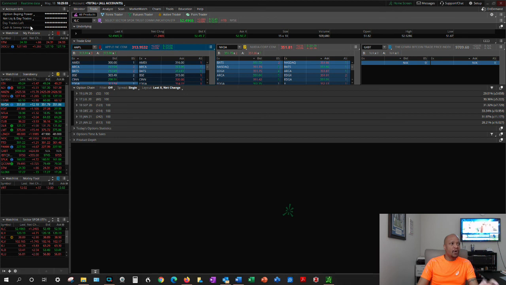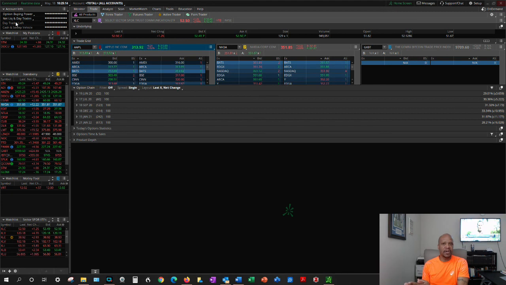But this is kind of the overlay. So you've got your account info. What it does is it gives you your buying power, it gives you your option power, it gives you what your current account is, whether you've got that secured by some type of security or if you've got free cash laying around that you can invest in. So that's what the account info is.